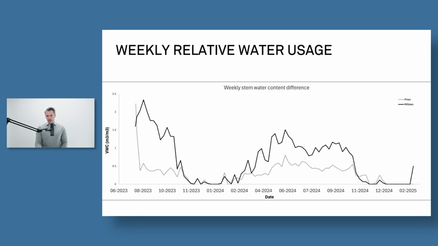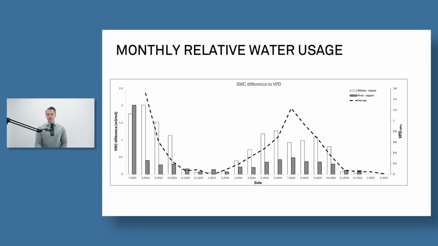Now, I want to frame this more as far as atmospheric drivers go. So I've gone one step further and just looked at monthly averages. This allows us just to look very clearly at different parts of the growing season. So I'll just walk through this graph briefly. We've got the solid white bars, that's the relative water use, or the stem water content difference, in the willows. Then you've got the solid gray bars, which are the same value in the pines. So that's how much water they're using over a given month, a relative amount.